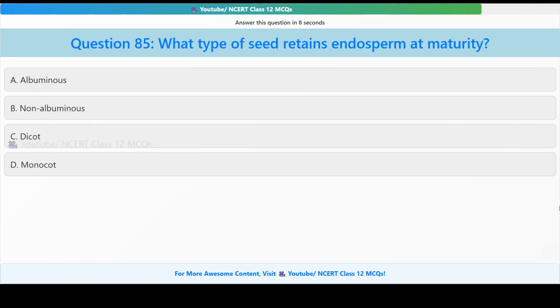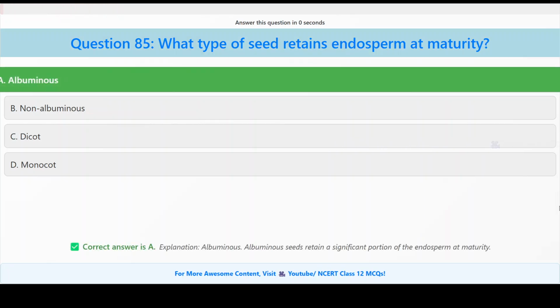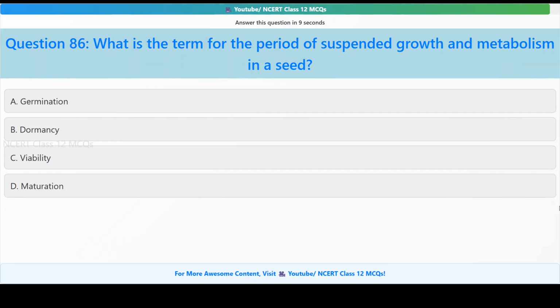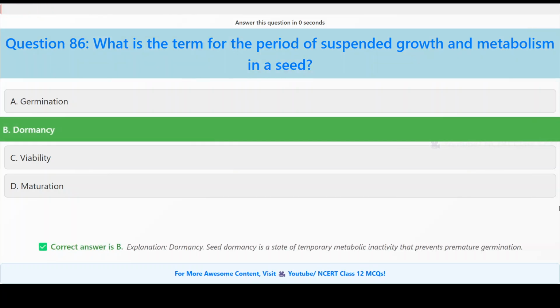Question 85. What type of seed retains endosperm at maturity? Albuminous. Albuminous seeds retain a significant portion of the endosperm at maturity. Question 86. What is the term for the period of suspended growth and metabolism in a seed? Dormancy. Seed dormancy is a state of temporary metabolic inactivity that prevents premature germination.